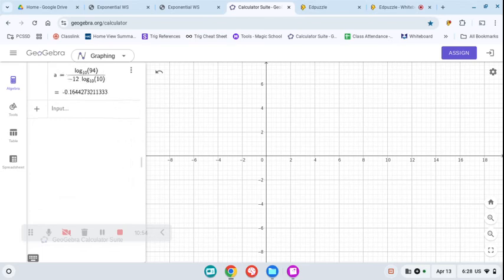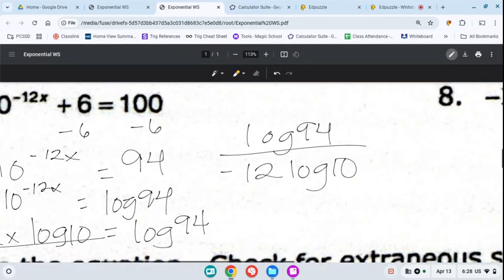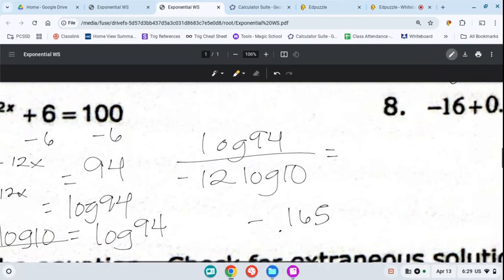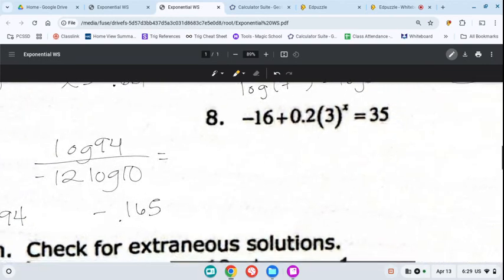Negative 0.16. Yep. I don't know why the answer key says negative 0.165, because I did this earlier too, and I got the same answer, negative 0.1644. So we'll just do the work and then write negative 0.165, because that's what the answer key says. So x equals negative 0.165, even though the calculator several times has said 0.164. Anyway, there's that work.